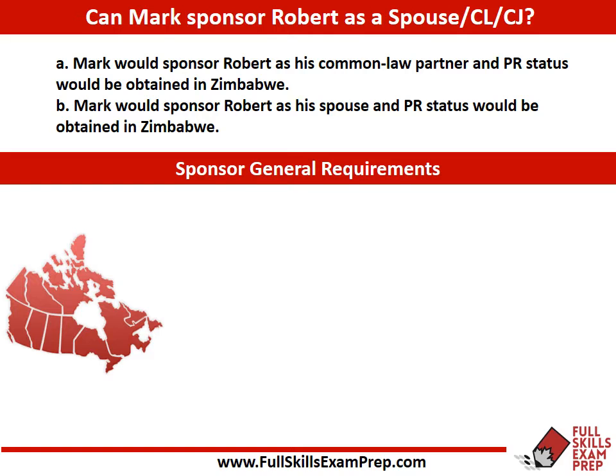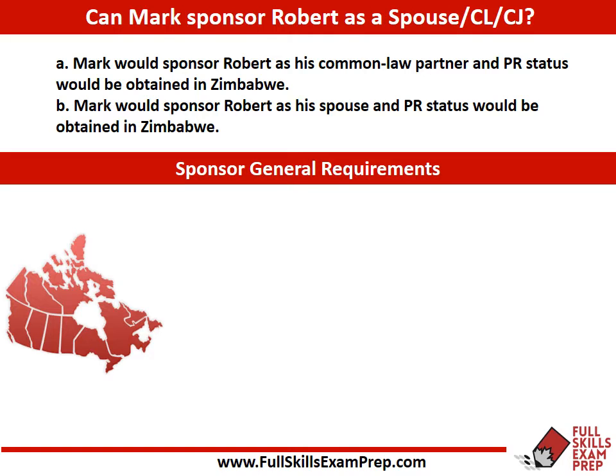All right, so we're going to take a look at A and B together. Now, the question itself is whether or not Mark can sponsor Robert as a spouse, common law, or conjugal partner. You can probably tell just from the options that they give us with the answers that conjugal partner is not even an element in the question. If you remember the definition of a conjugal partner, you'll know right away that Mark and Robert do not qualify as conjugal partners because they're obviously together.